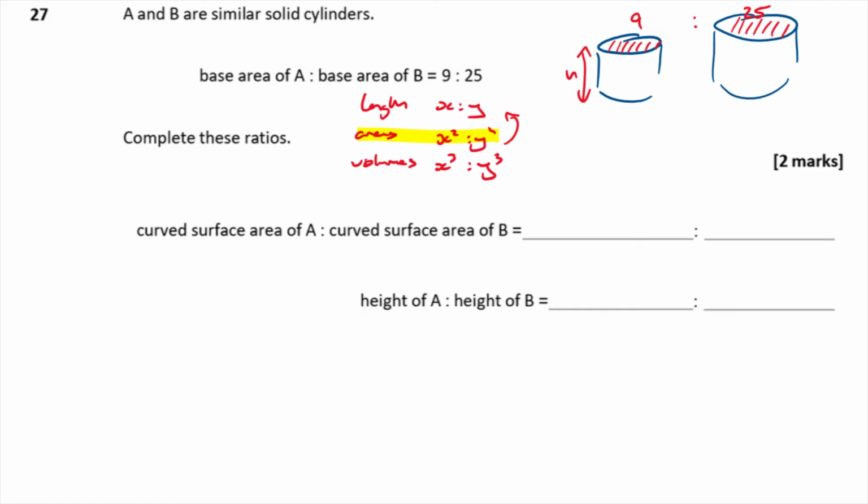Okay, so if the areas are 9 to 25, then the length ratio is going to be the square root of that. It's going to be 3 to 5. Volumes would be the cube of that, so 27 to 125, but we don't need that one. The curved surface area of A, they're all going to be in the same ratio. All areas are going to be 9 to 25, and all lengths are going to be in the ratio of 3 to 5.